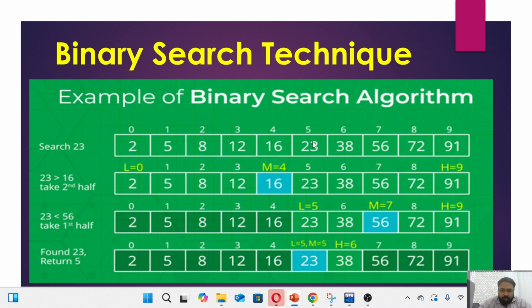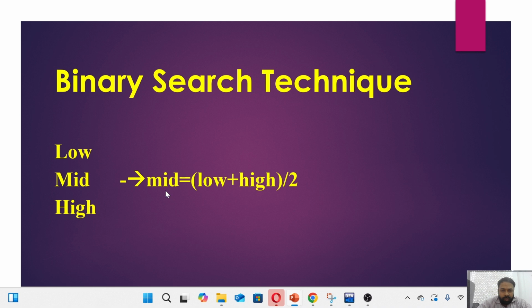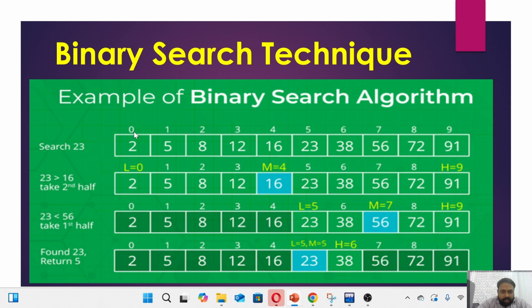Let me remind you of the formula: mid equals low plus high by 2. Initially the 0 index will be considered as low. Here L means low, H means high, M means mid. You just adjust with that, because for the diagram I am taking L, M, H instead of low, high, mid. The initial array is this. This one I am considering as low, this one as high. Do remember that low and high are the indexes. Low is index 0, high is index 9.